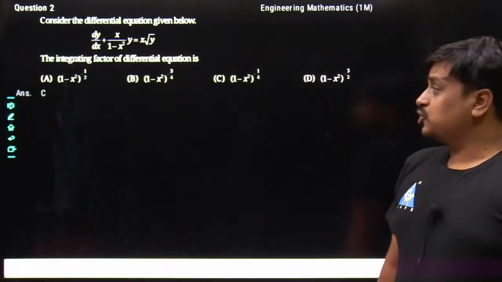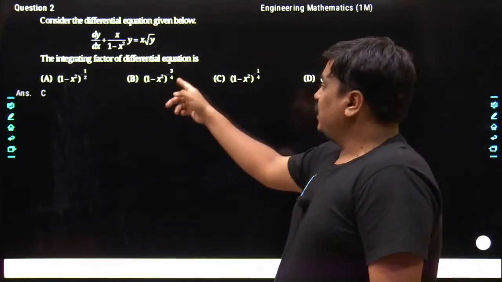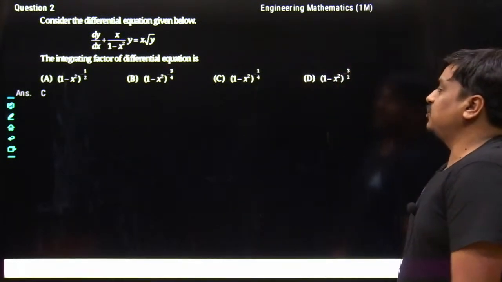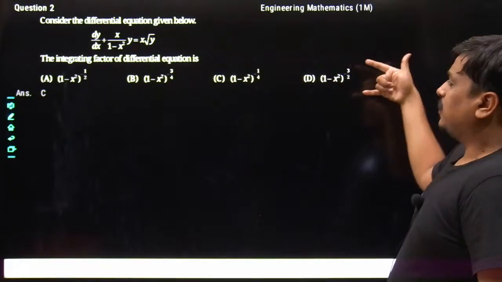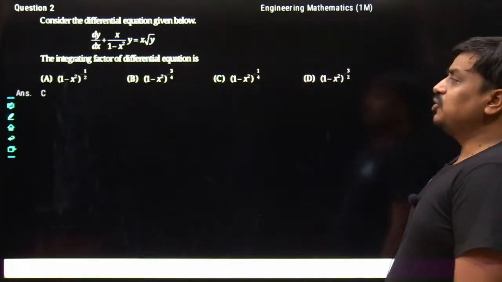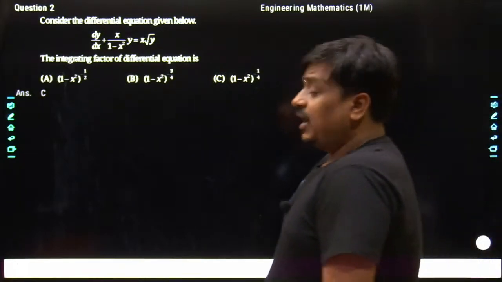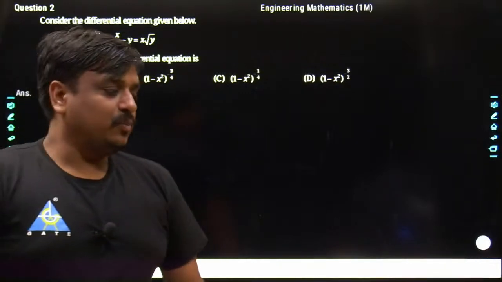The first option was (1 minus x square) raised to minus 1/2. The second was (1 minus x square) raised to minus 3/4. The third was (1 minus x square) raised to minus 1/4. And option D was (1 minus x square) raised to minus 3/2. Probably this minus sign may not be visible to you guys, which is why I have orally communicated all four possible options. It is a type of MCQ, which means you will have only one most appropriate answer.